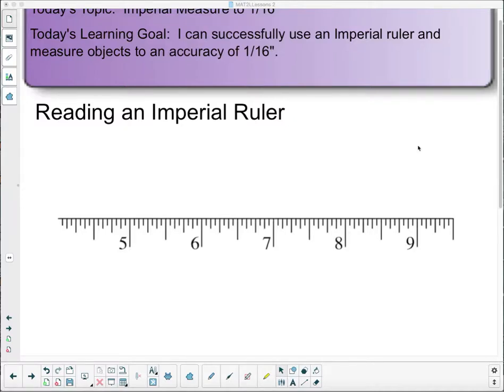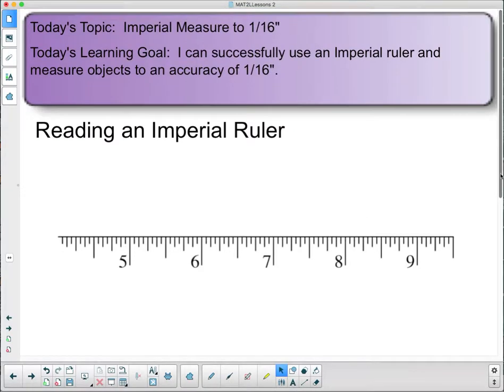Well, hello. We're going to talk a little bit today about how to use the imperial ruler. So we're going to measure to 1/16. Back in 1L, you looked at measuring up to 1/8. Now we're going to go a step further and go to 16ths.